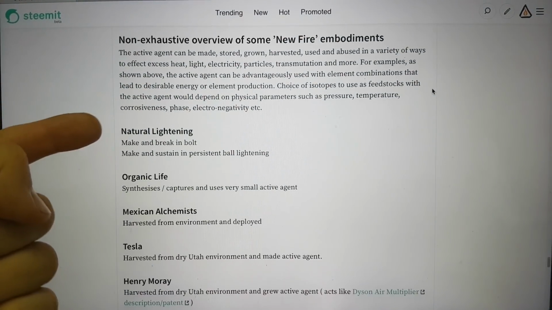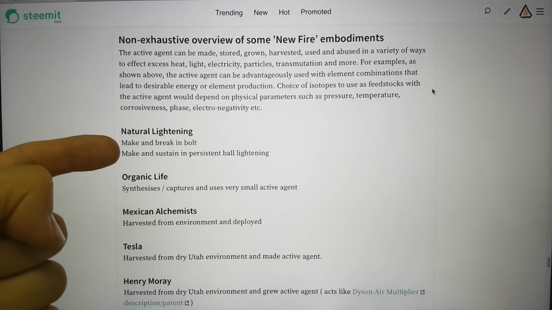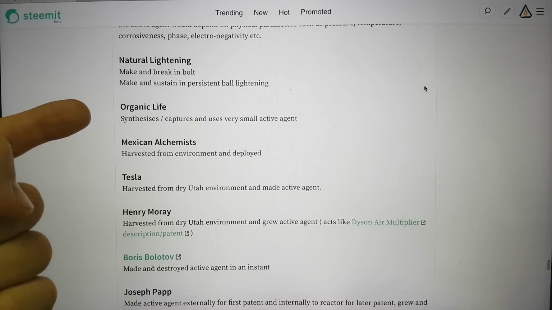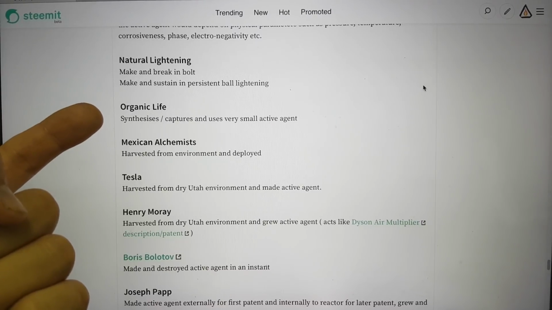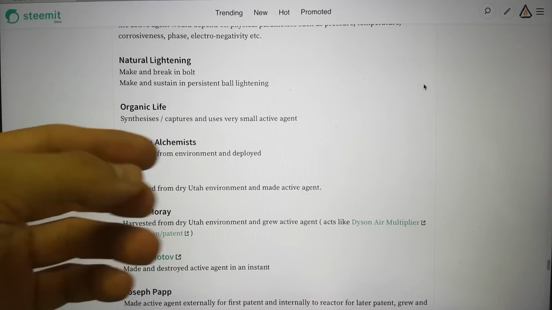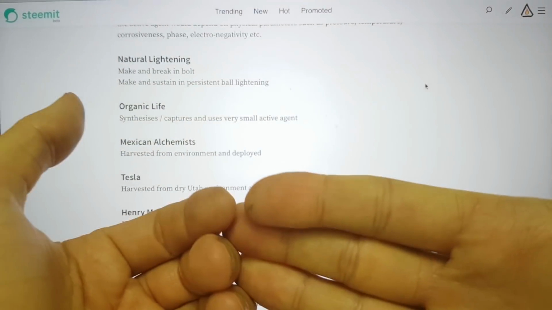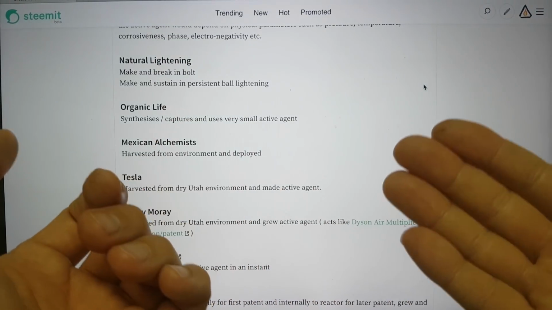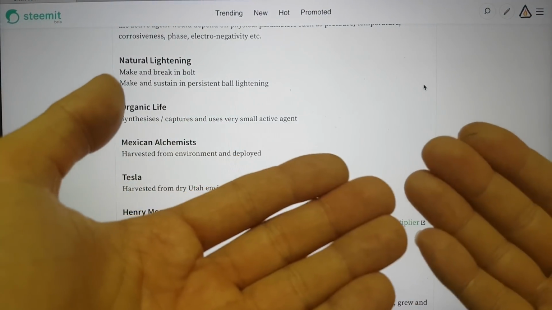So, first up, natural lightning. Make and break in bolt. That's the active agent. Make and sustain in persistent ball lightning. Organic life. It synthesizes the active agent or captures and uses very small active agents in, for instance, going from manganese 55 to iron 56 or going from potassium to calcium.